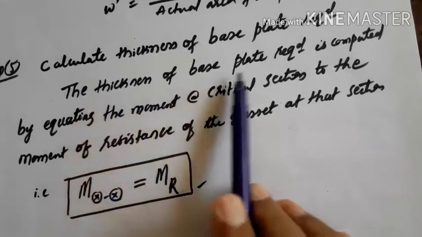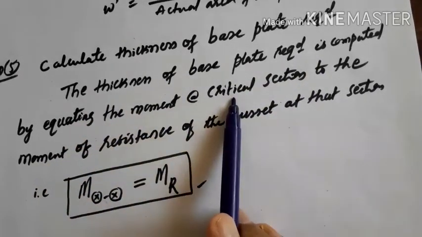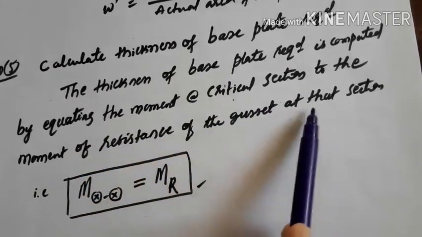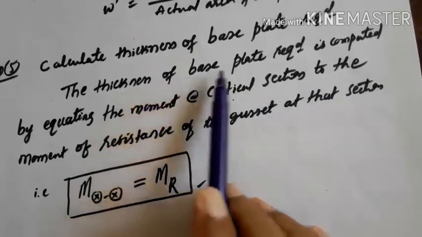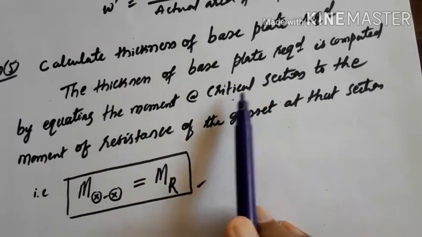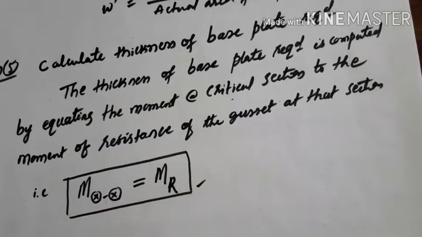That is, the thickness of base plate required is computed by equating the moment at the critical section to the moment of resistance of the gusset at that section.